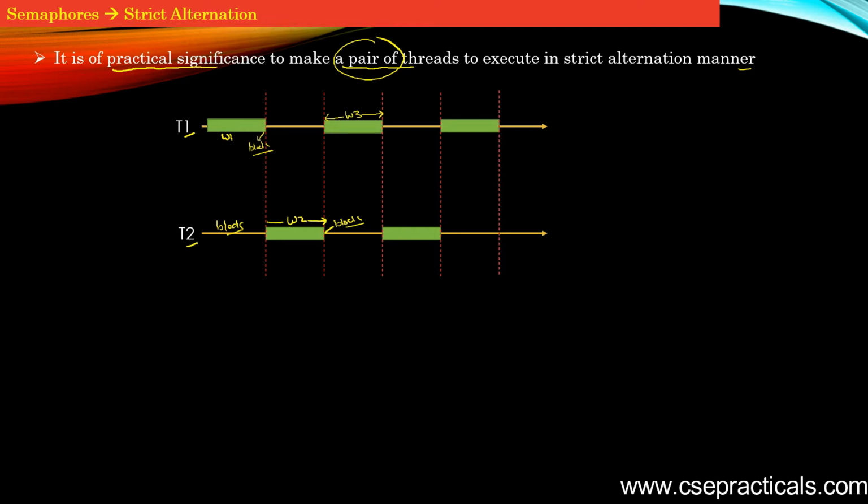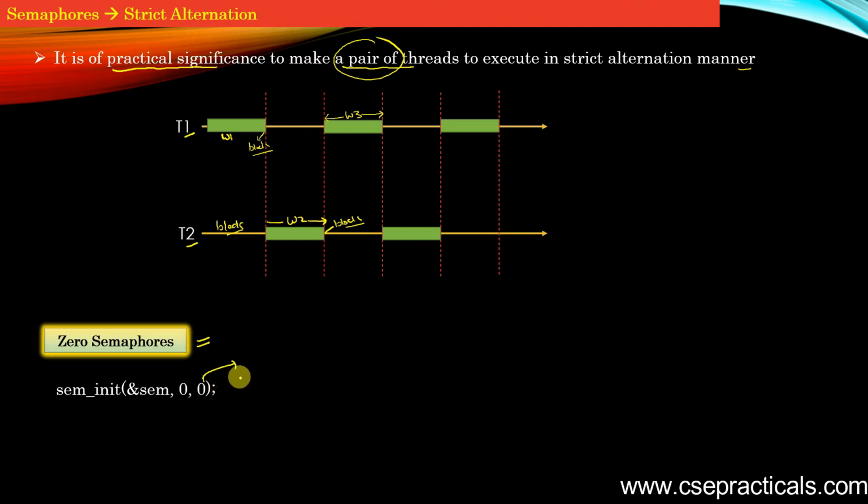So we are going to use the concept of semaphores, and more specifically we are going to use zero semaphores to implement the solution of this problem. Now the question is, what are zero semaphores? Zero semaphores are nothing but semaphores which are initialized with the permit counter value as 0, right?